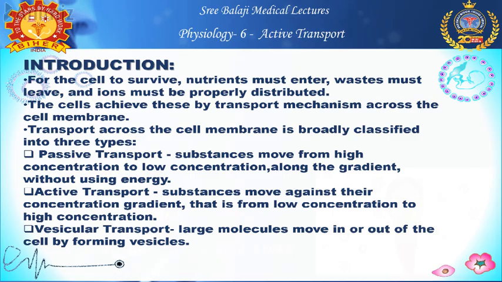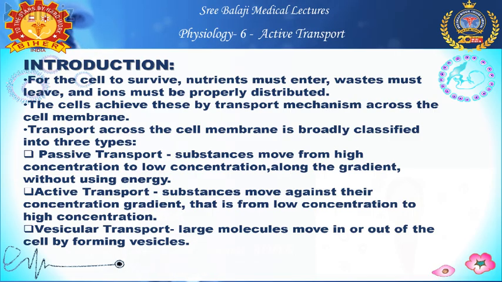Passive transport, here what happens is substances move from higher concentration to lower concentration along the gradient without using energy. Examples include simple diffusion, facilitated diffusion, and osmosis. Active transport, in this process, substances move against the concentration gradient, that is from lower concentration to higher concentration. This requires energy in the form of ATP. Example, sodium potassium pump. Vesicular transport, here larger molecules move in or out of the cell by forming vesicles. Examples are endocytosis and exocytosis.